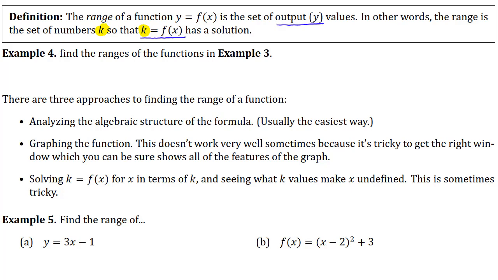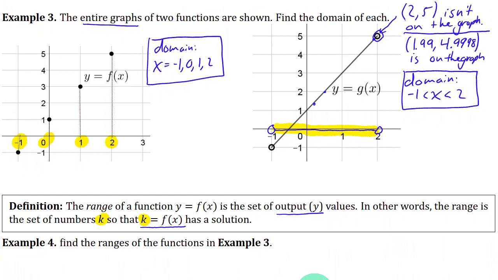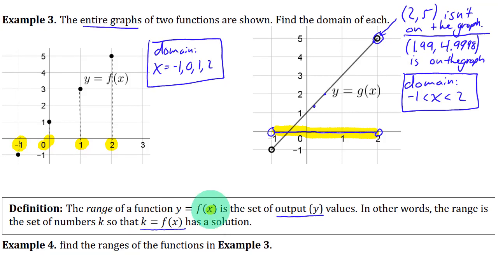First, we're going to go back to example 3 to find the ranges of these functions right here. The ranges are going to be the y coordinates that you get. The x values are the inputs, and the y coordinates are the output values. Here you have, at this point, an output value of -1. At this point, you have an output value of 1. Here you have a 3 as the output, and 5.